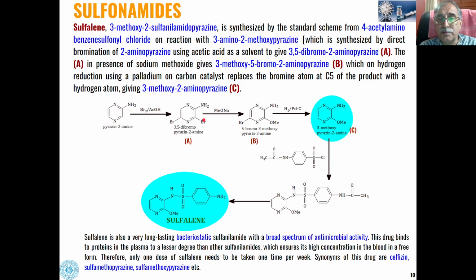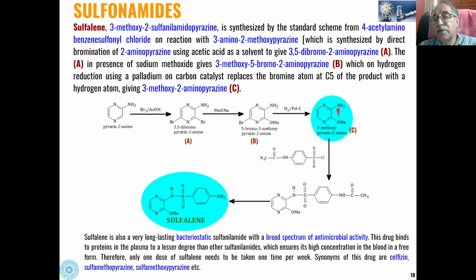3,5-dibromopyrazin-2-amine. And when this is reacted with a strong base like sodium methoxide, one of the halogens will be replaced by a methoxy group. And then this bromine is replaced by hydrogen in the presence of hydrogen on palladium on charcoal, and this is one of the starting materials, 3-methoxypyrazin-2-amine, and this will condense with 4-acetylaminobenzene sulfonyl chloride.